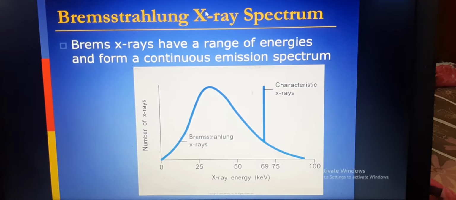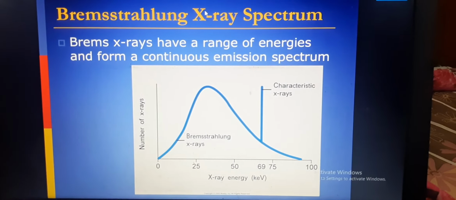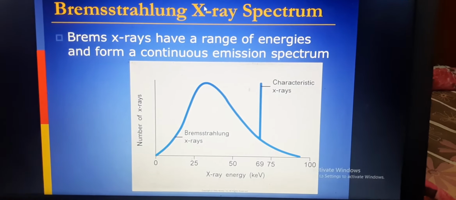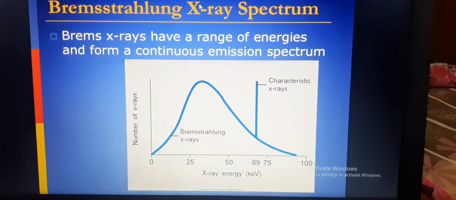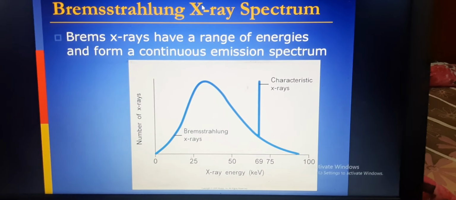Next we are discussing the Bremsstrahlung X-ray spectrum. Bremsstrahlung X-rays have a range of energy and form a continuous emission spectrum. The Bremsstrahlung spectrum is also known as the continuous emission spectrum.